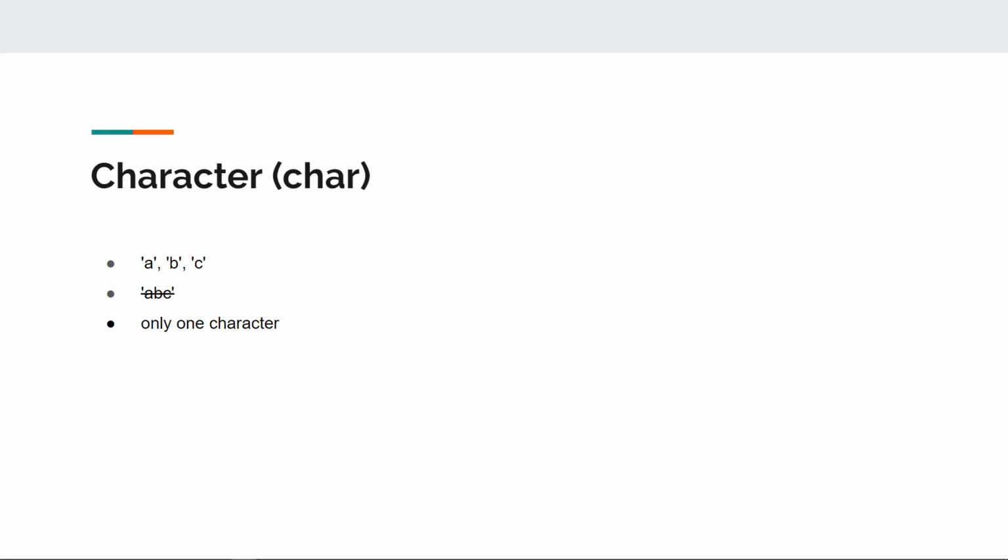Singular characters are always inscribed in between quotation marks. So for example, 'A', 'B', and 'C'. Also, remember that you can't write several characters, a whole word, in one quotation mark, as it will generate a compilation error. Type char is only a singular character.